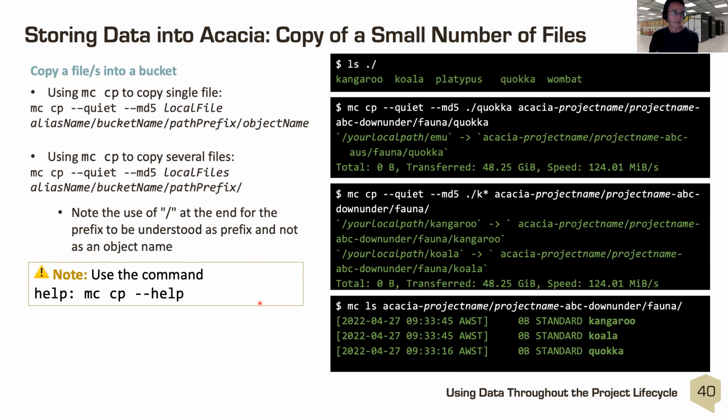Okay, so an example of copying files into Acacia. Here I'm using, again, the MC client, and the command is cp to copy. So this is the syntax: MC, cp, and these options. We recommend using the quiet option and the --md5 option. Basically, quiet reduces the verbosity.